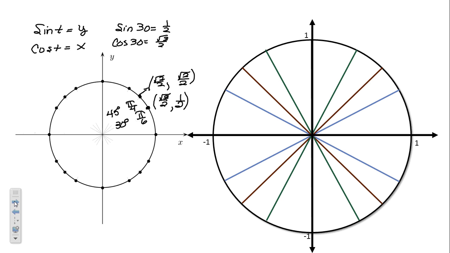What's our next special angle we have to know? 60, which is equivalent to pi over 3. Good. And let's do cosine first since we're talking about x first. What was the cosine of 60? And what's the sine of 60?